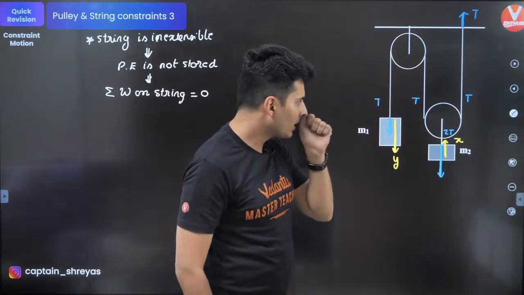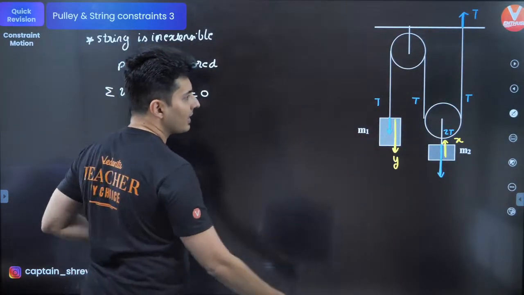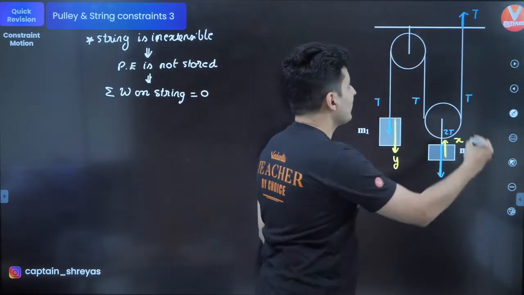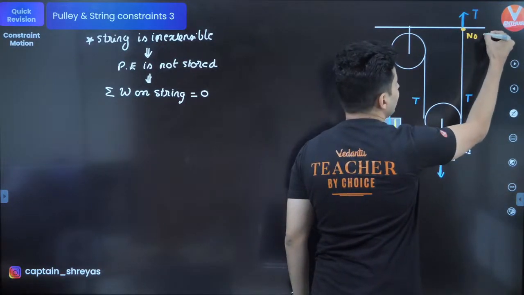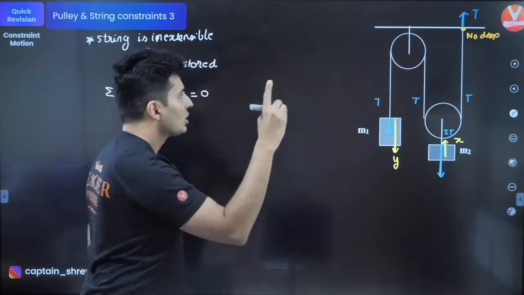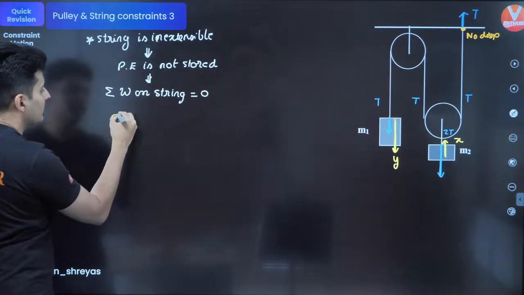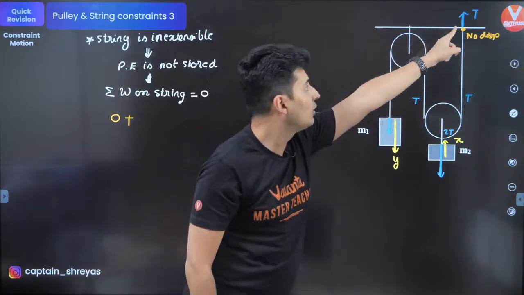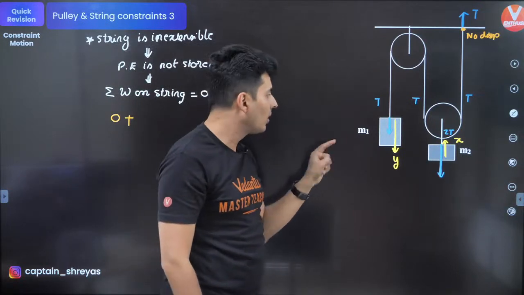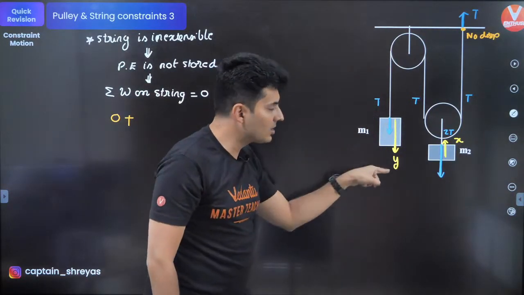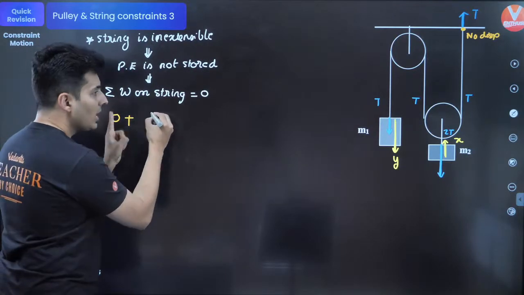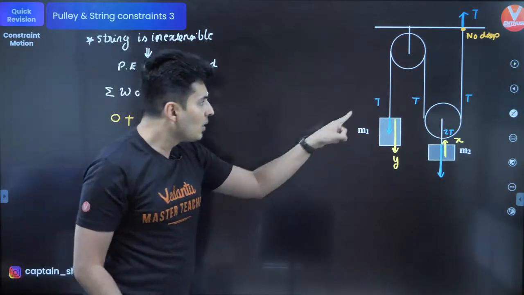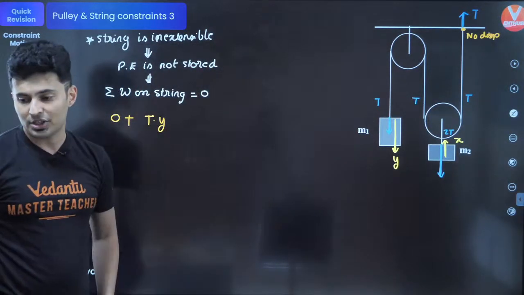Now, if I ask you what is the total work done, here is what you are going to write. The work done at this point is 0, because here you have no displacement. Force is there but no displacement, so work done is 0. Work is force into displacement. At this point, tension is there, displacement is there. So what is the work done? It will be force into displacement, which is Y, and it is positive because force and displacement are in the same direction.